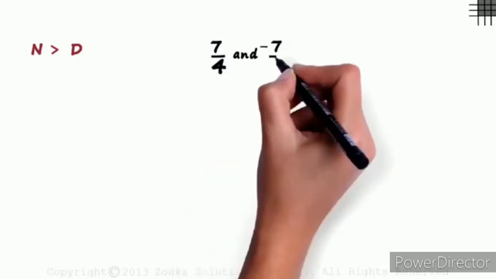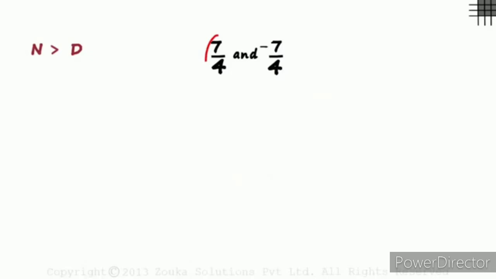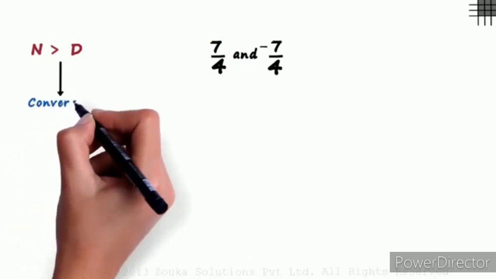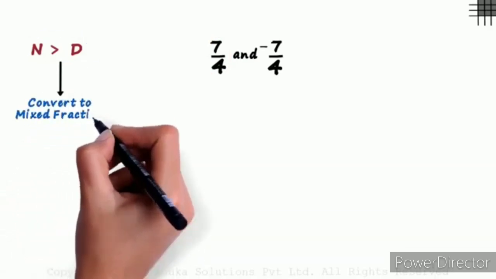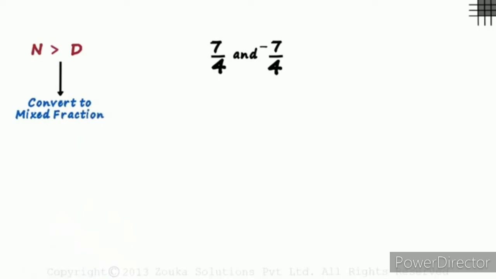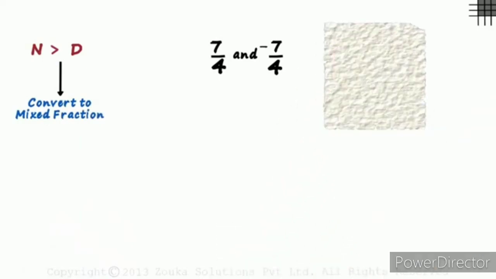In this video, we will try to plot rational numbers whose numerators are greater than their denominators. Let us plot 7 by 4 and minus 7 by 4. We try to plot 7 by 4 first. The first step in such kind of problems where the numerator is greater than the denominator is to convert it into a mixed fraction form. You would have learned this in your earlier classes, but let me quickly show you how.